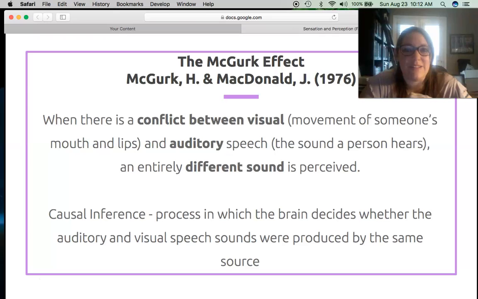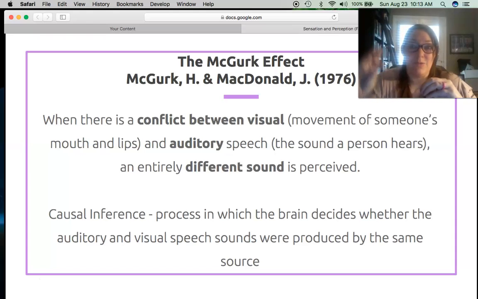The final thing we're going to talk about today is the McGurk effect in this video. It's when there is a conflict between the visual and the auditory speech. So if you are watching me talk, but you're listening to something else, your brain could be producing different sounds altogether. And your brain is trying to figure out what's going on. We call this causal inference, the process in which the brain decides whether the auditory and visual speech sounds are produced by the same source. So our brain is trying to match up what I'm saying and what you're hearing.